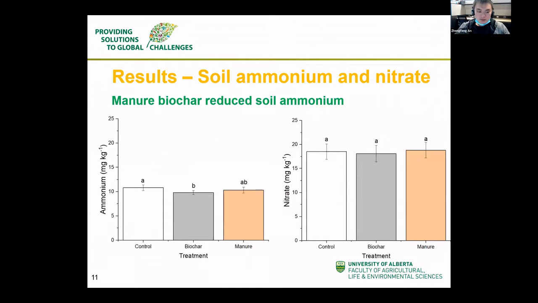And manure biochar treatment reduced the soil ammonium content. Also, there's a slight reduction of nitrate content when applying biochar, which would give us the implication that manure biochar application likely reduces the substrate for nitrogen-related greenhouse gas processes, which would be useful for reducing greenhouse gas emissions.